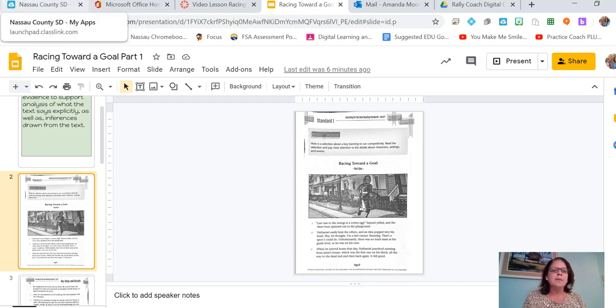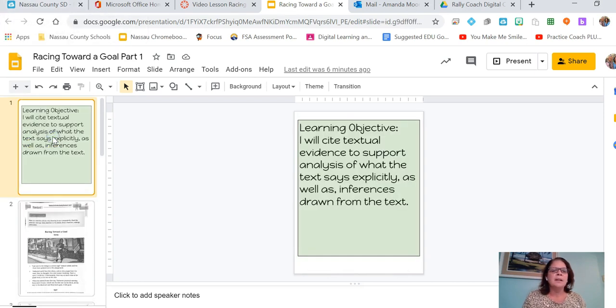And our focus skill and our learning objective for today is I will cite textual evidence to support analysis of what the text says explicitly, as well as inferences drawn from the text. Now, there are some big words in there.